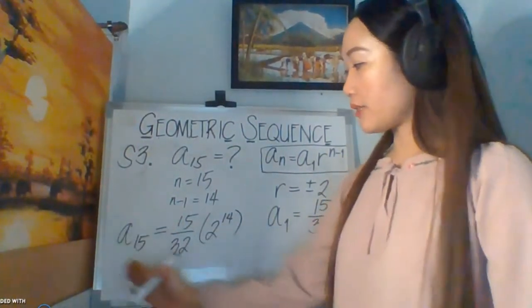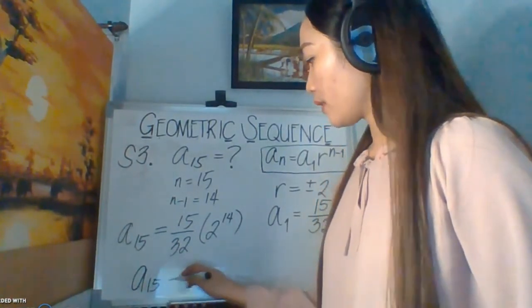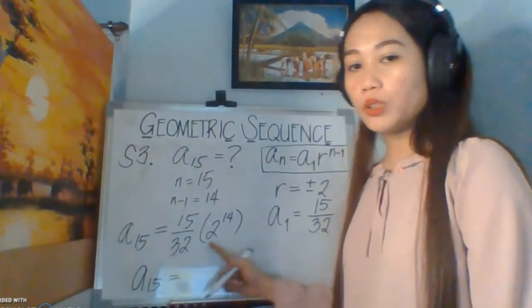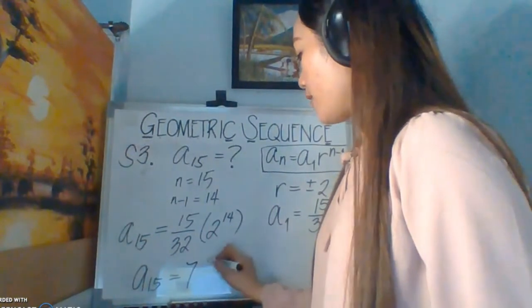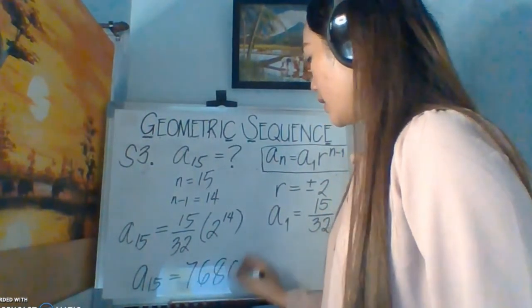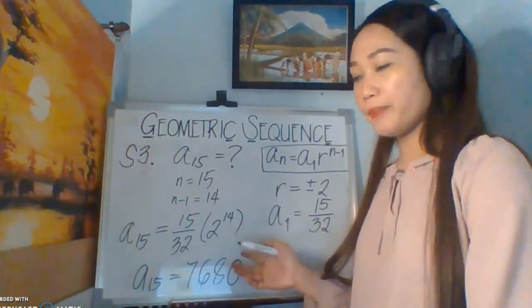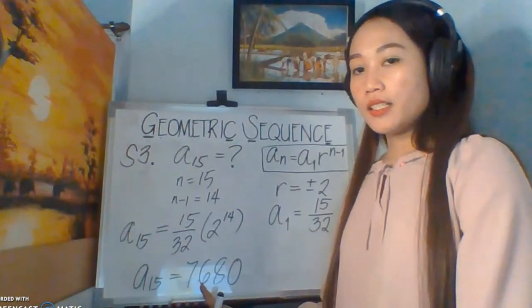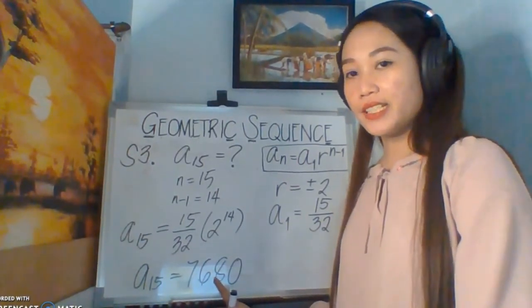Next, of course, we simplify. If you simplify 15 divided by 32 multiplied by 2 raised to 14, you will get 7,680. You can either use a calculator for this or solve it manually. Either way, you will get a sub 15, or the 15th term, as 7,680.